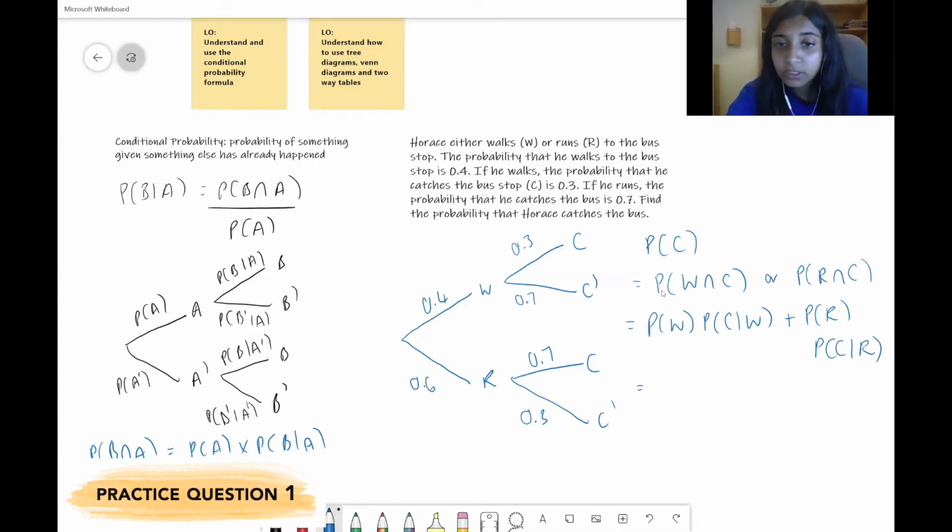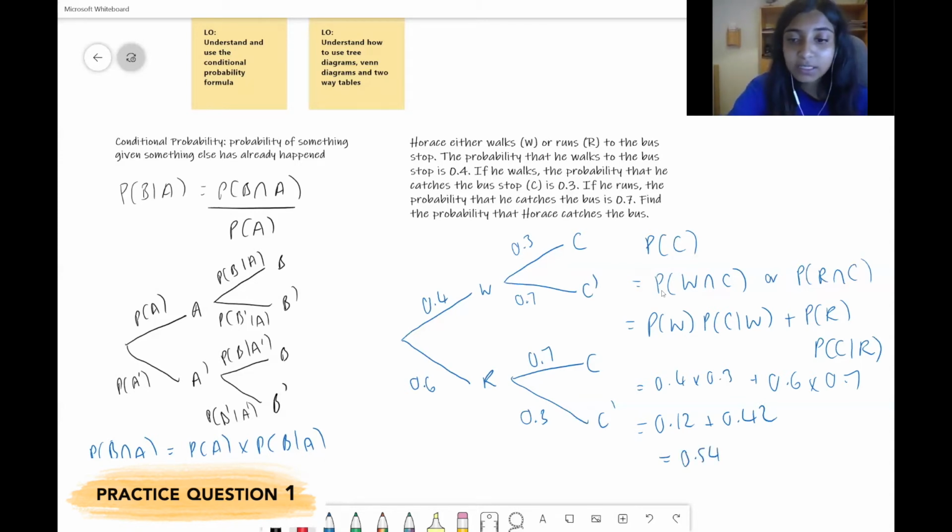And that's just equal to 0.5 times 0.3, plus the probability that it runs is 0.6 times the probability that he catches the bus given that he runs, which is this branch here, times 0.7. So that's just equal to 0.12 plus 0.42, which is just equal to 0.54. And that's the answer to this question. So that's how you could use conditional probability with a tree diagram.